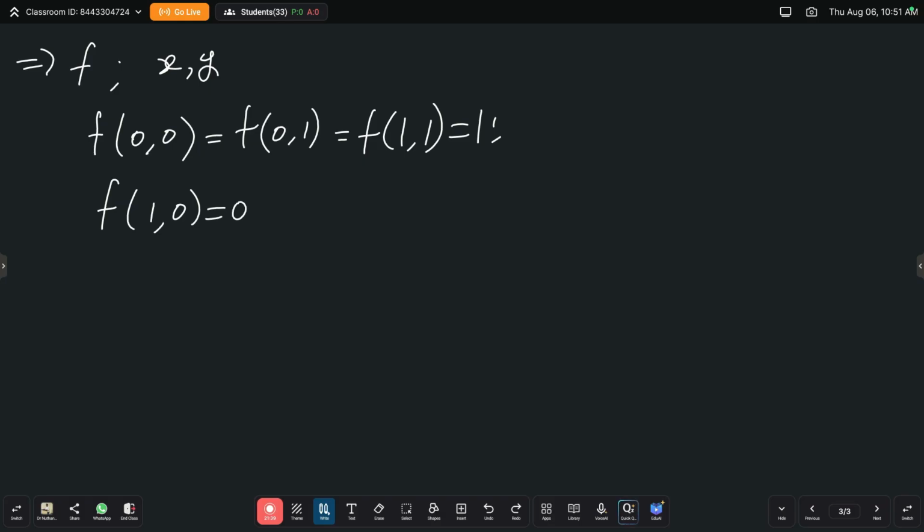The Boolean function is f and the input variables are x and y. You can understand it like this: for every operation, f of 0 comma 0 equals f of 0 comma 1 equals f of 1 comma 1 equals 1, and f of 1 comma 0 equals 0.